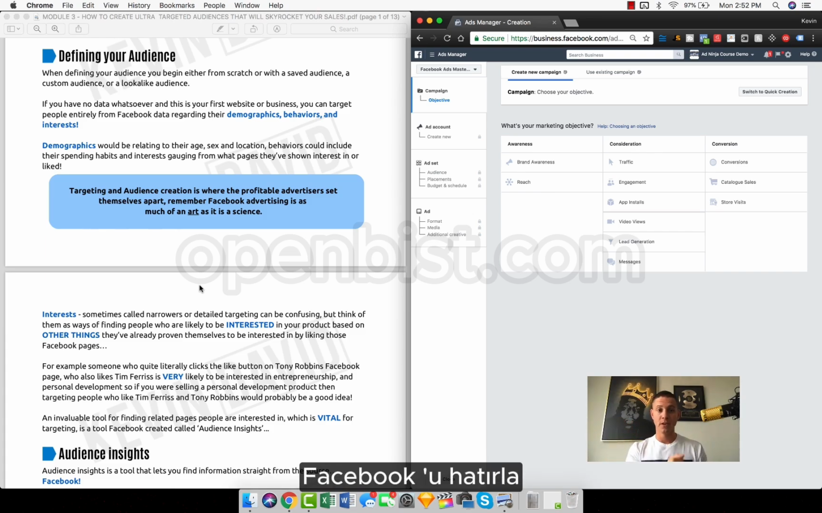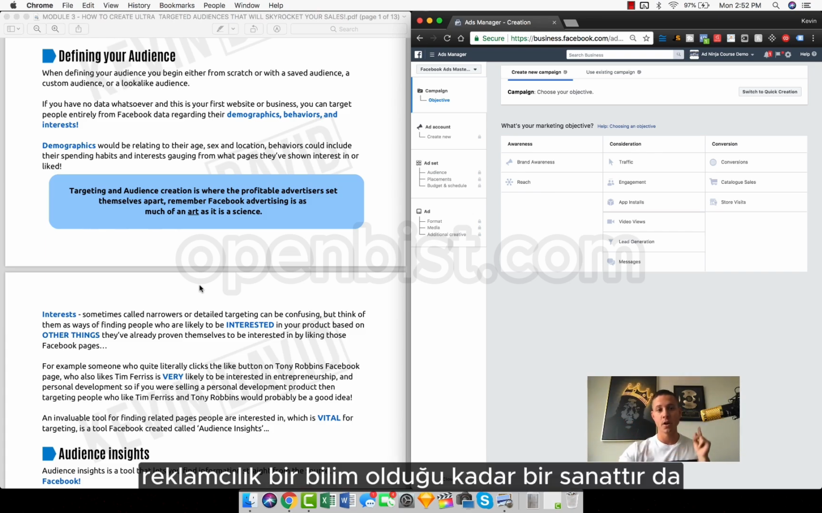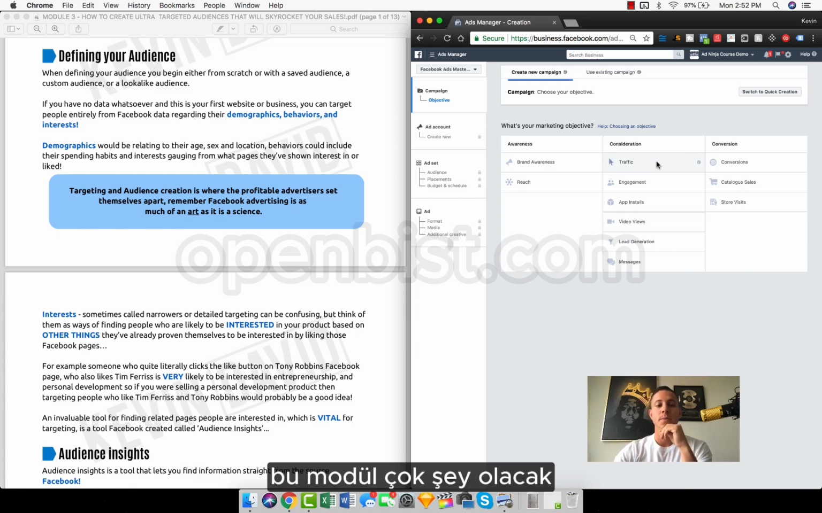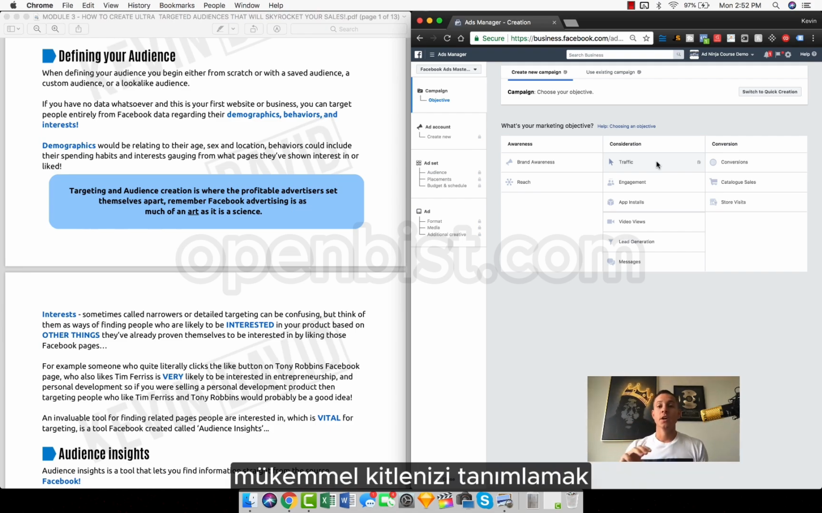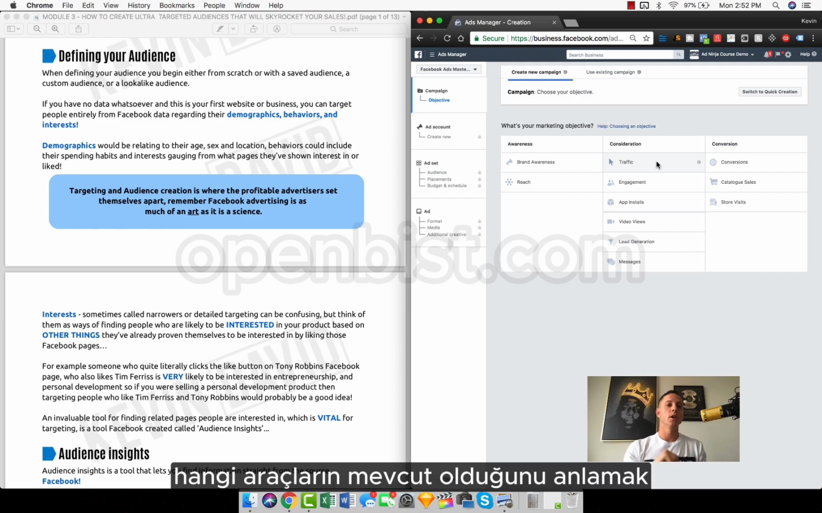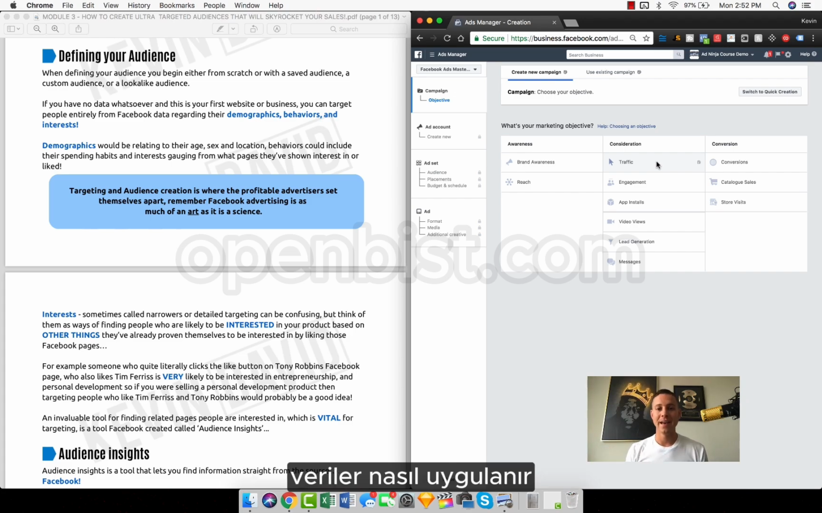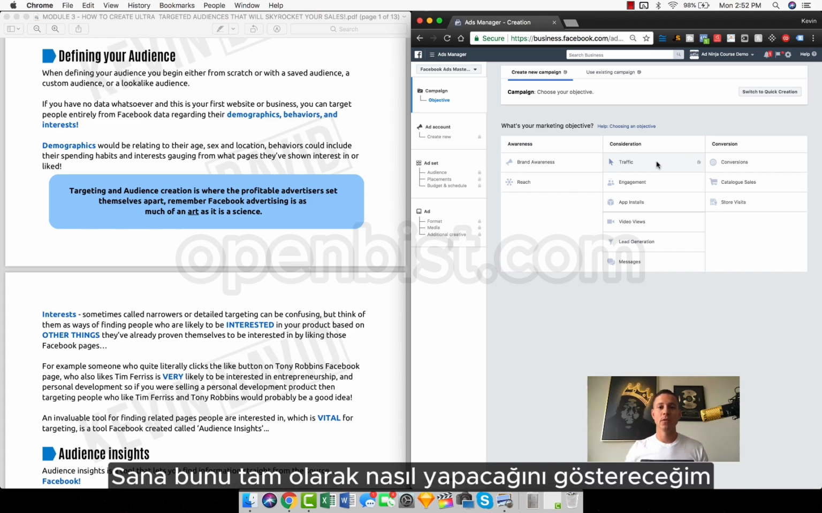Again, remember, Facebook advertising is as much of an art as it is a science. And so this module is going to be a lot more about how to unlock that art of defining your perfect audience, understanding what tools are available to you to find your perfect audience, where to find the data, how to make sense of the data, how to apply the data. And I'm going to show you exactly how to do that.